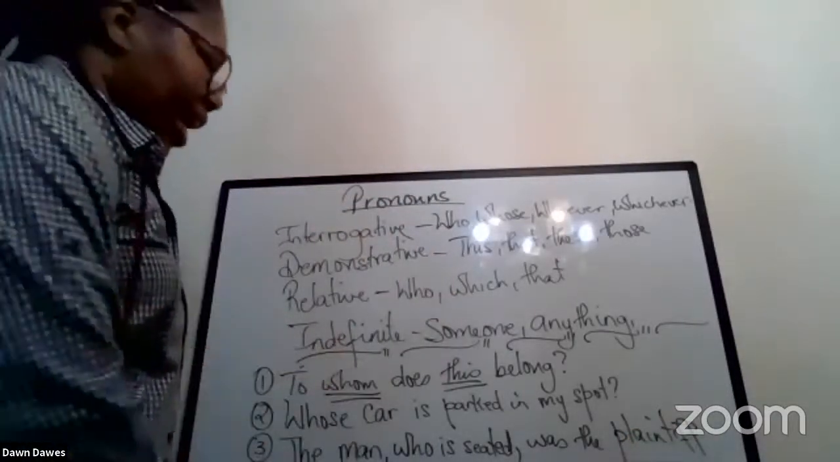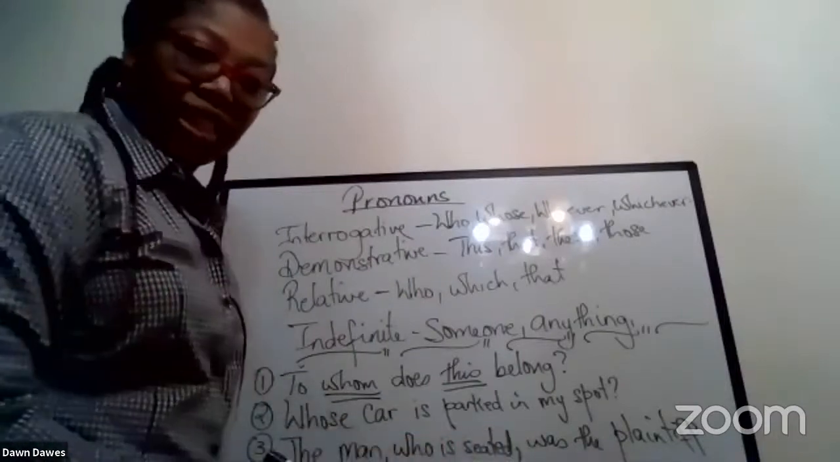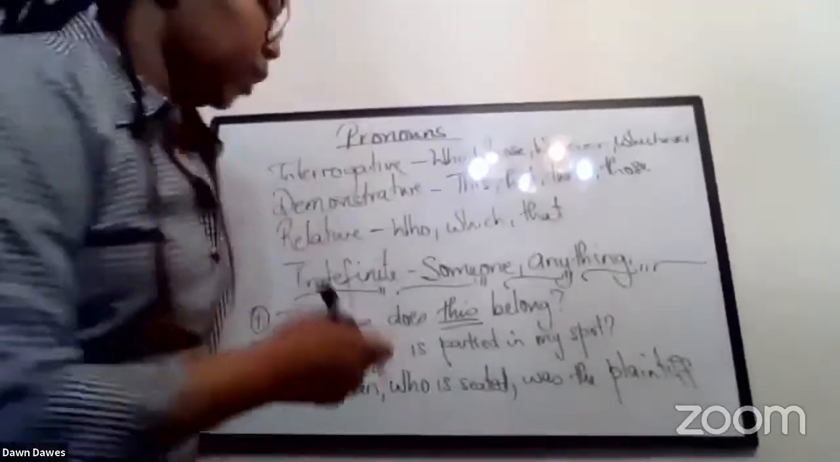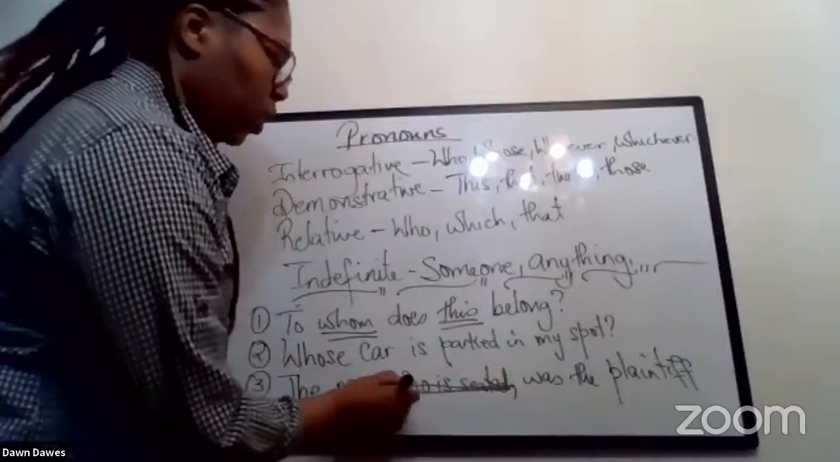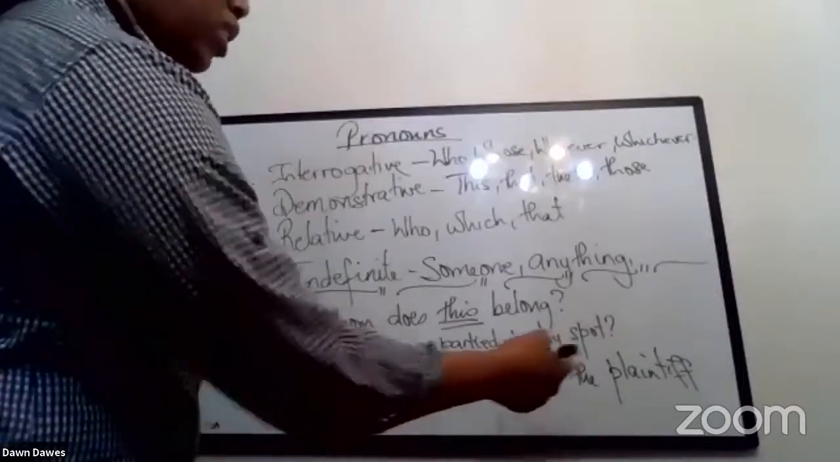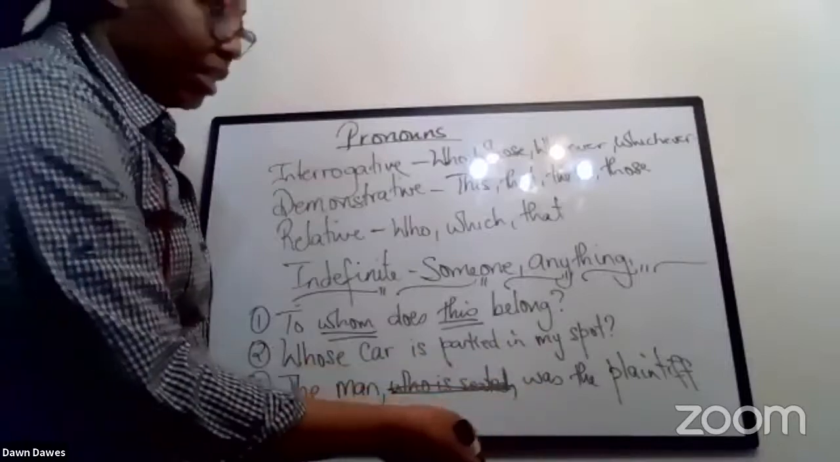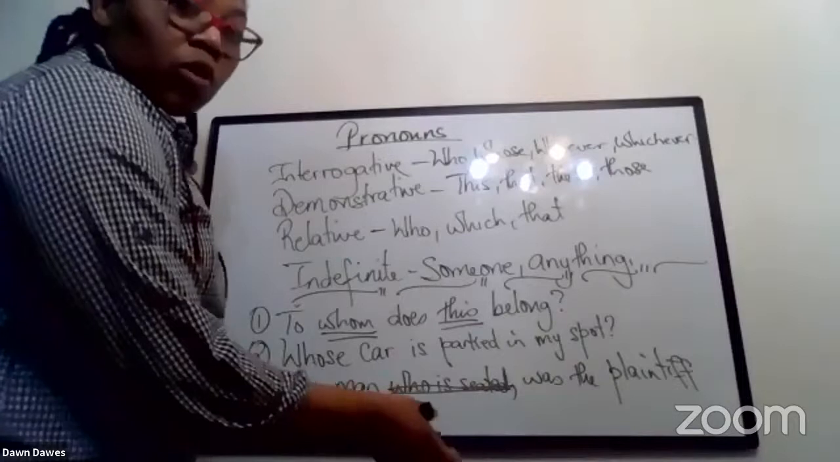So we realize that if we should erase this part here, who is seated? Are you seeing it? Right. So the man, take this out. Who is seated was the plaintiff. The man was the plaintiff, or the man is the plaintiff. So right here, notice we have who.